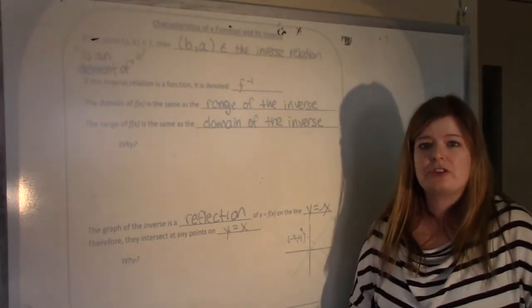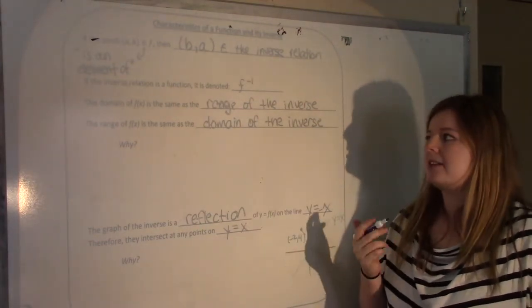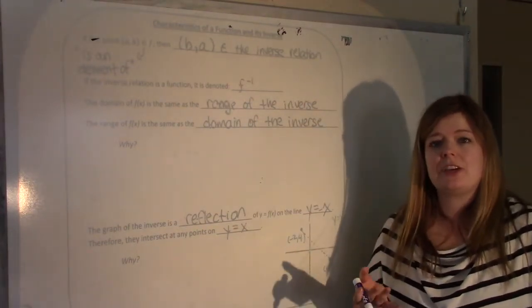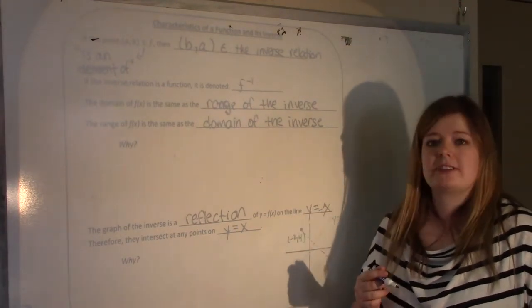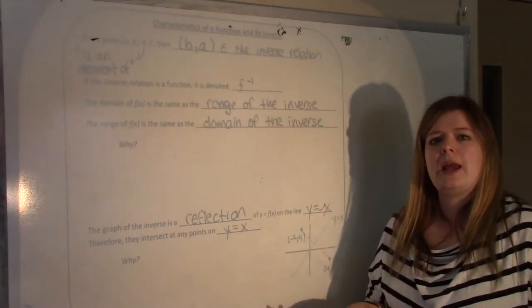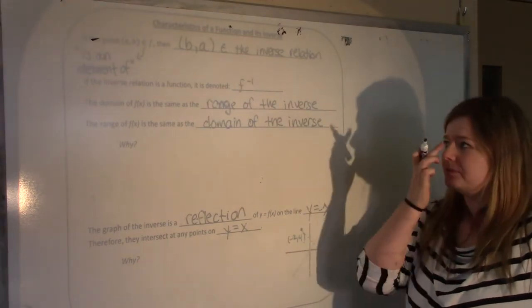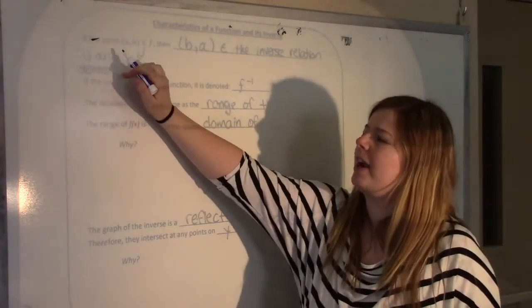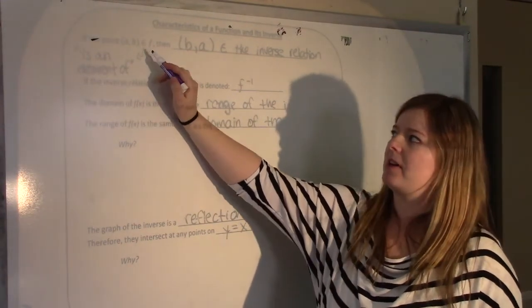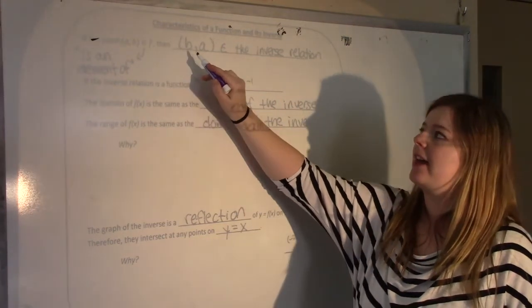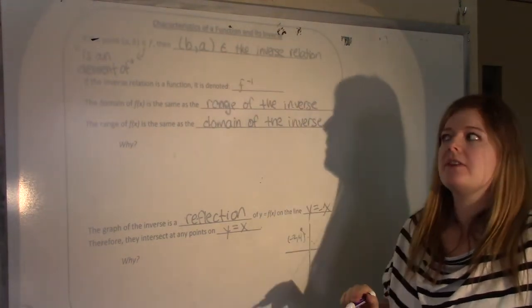Characteristics that are always true about a function and its inverse. So this box is important because it represents just basic facts that you need to know about a function and its inverse. These kind of things can be asked in a communication question, but they're also applied to all of your regular homework questions. So if the point (a, b) is an element of a function, then the point (b, a) is an element of the inverse relation.